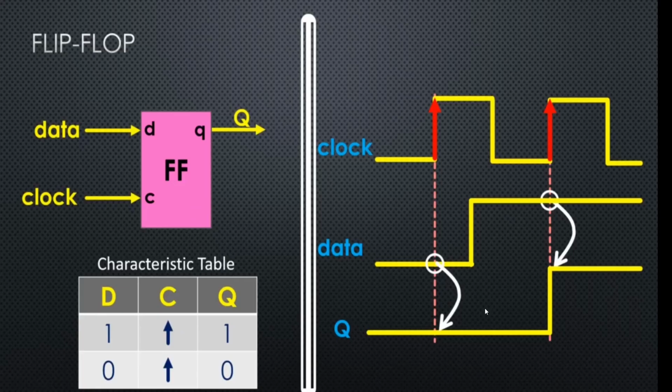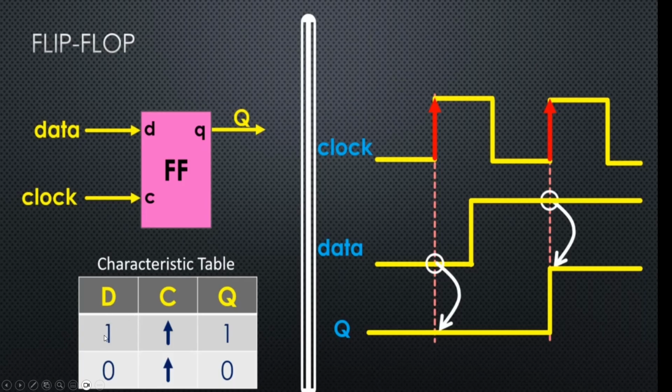Hi, today I will show you how you can implement flip-flop in HLS. This is the basic overview of flip-flop where one data input, one clock and one output. This is the simple characteristics table.